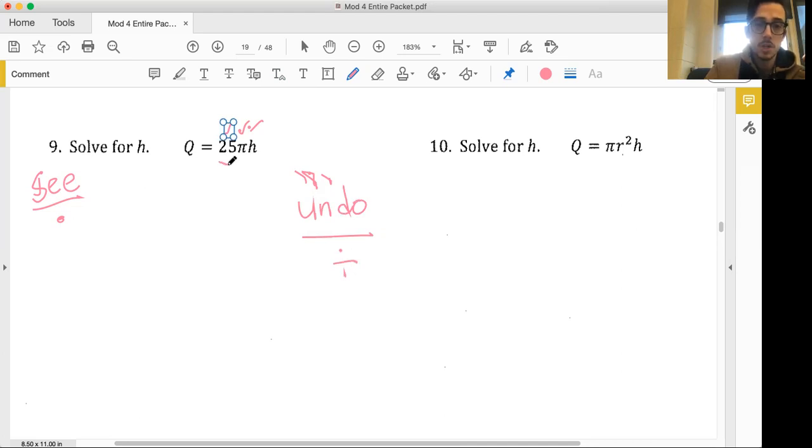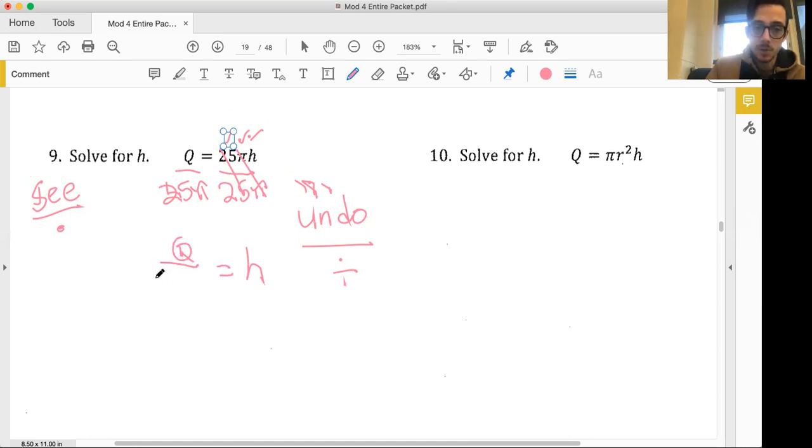And we're going to do this in one shot. So we're going to divide both sides by everything that's not h, which in this case would just be 25 pi. 25 cancels, pi cancels. We're left with h equals q over 25 pi.